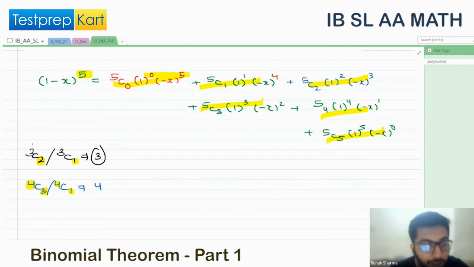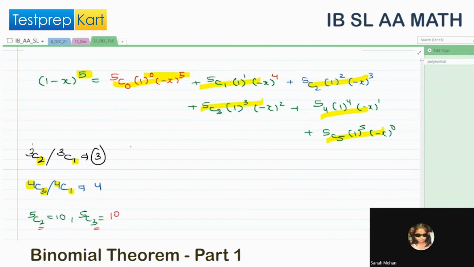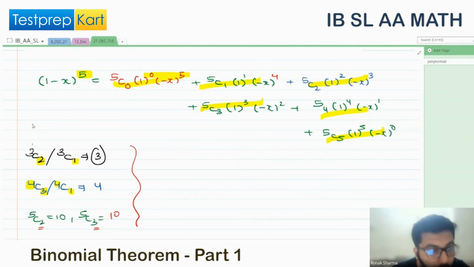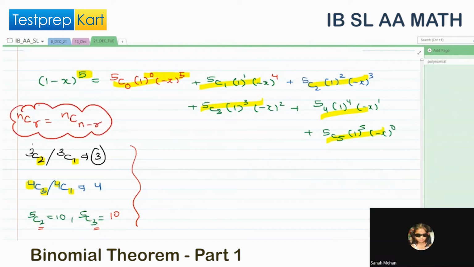Let's say if I ask you 5C2, 5C2 is 10. So 5C3 will be what? 10 only. Why? Because 3 plus 2 is 5. So this is one thing that you should know. If you want to write it in property terms, you can write it like nCr is equal to nC(n minus r). This is the property.